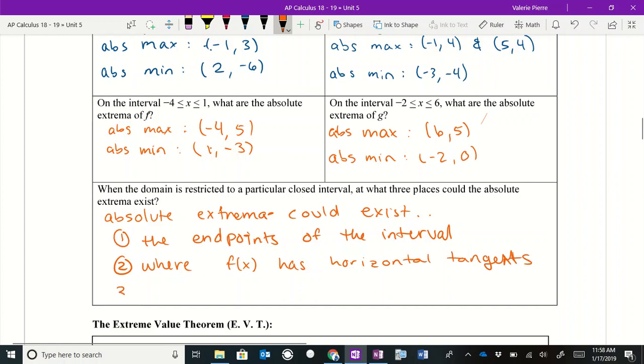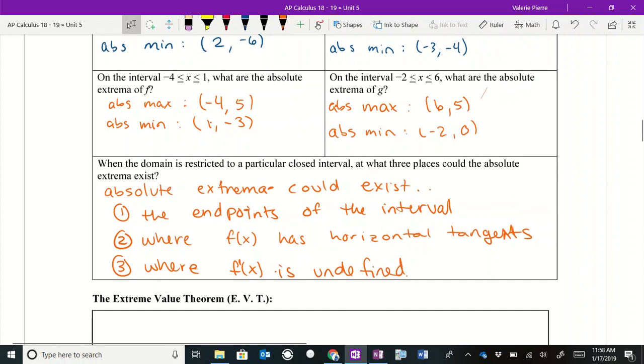Or 3, where f of x, f prime of x is undefined. Okay, so relative absolute extrema could exist at the endpoints of the interval, where the function has horizontal tangents, or where f prime of x is undefined.